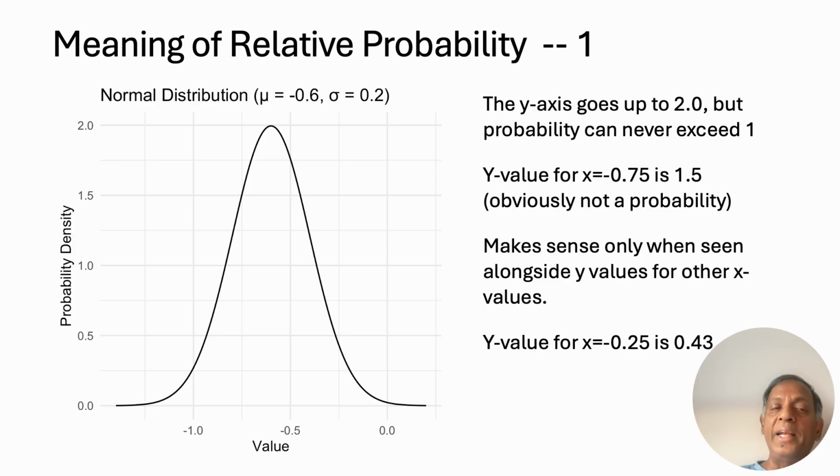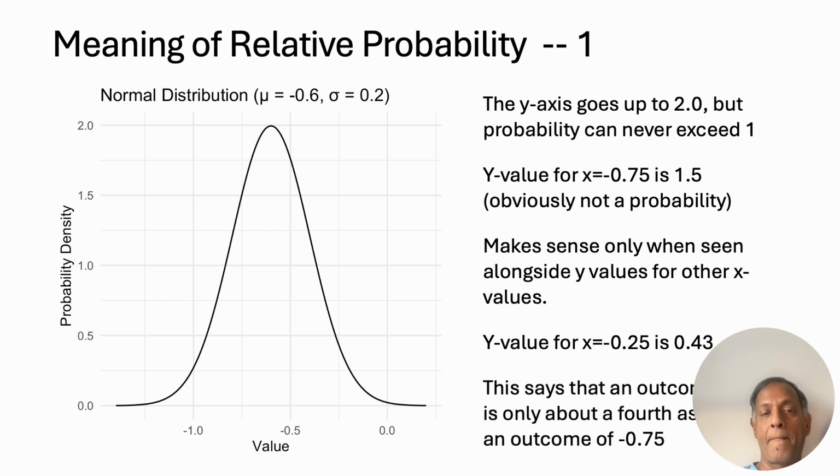So the height tells us the relative probability of any given value. The height by itself doesn't convey much information. The value of it comes when you compare the heights at two different points. Then you can say this is more likely than that. Alternately we can say that an outcome of minus 0.25 is only about a fourth as likely as an outcome of minus 0.75.